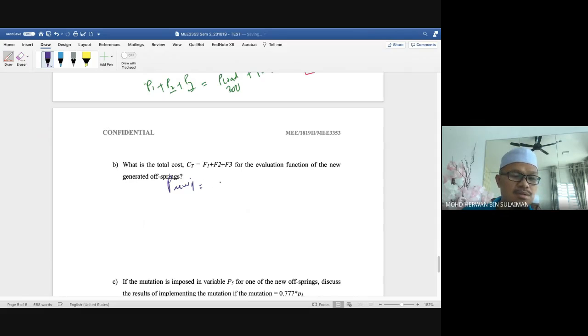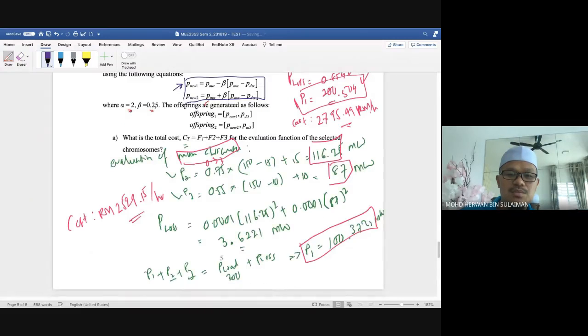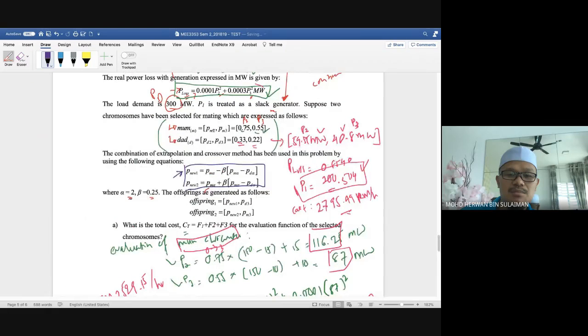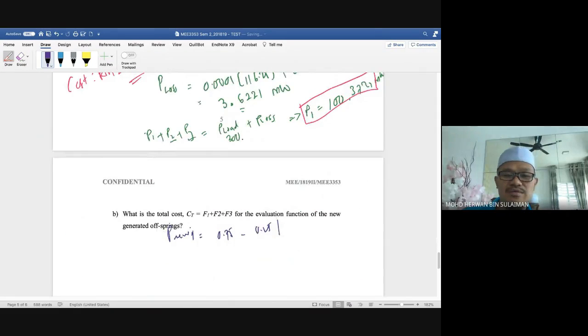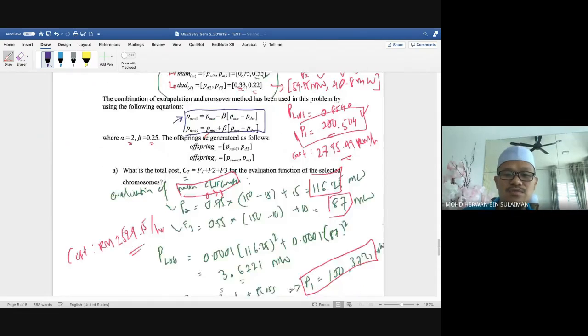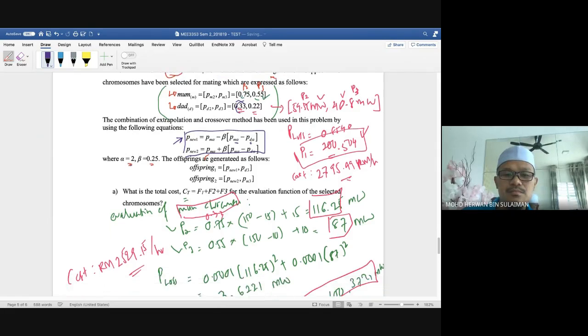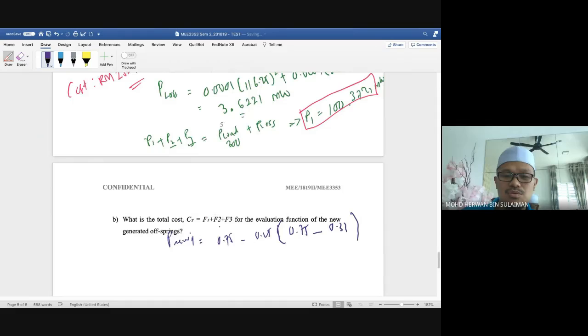P new 1 is 0.75, 0.25. Use all the information here. Beta is 0.25, alpha is 2. Alpha is 2, meaning that this one is mom 2 and then dad 2, P2. So 0.25 times 0.75 minus 0.33, because 0.75 is if your mom is number 2, and this one is dad number 2.